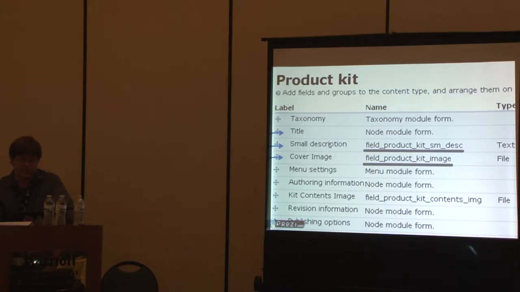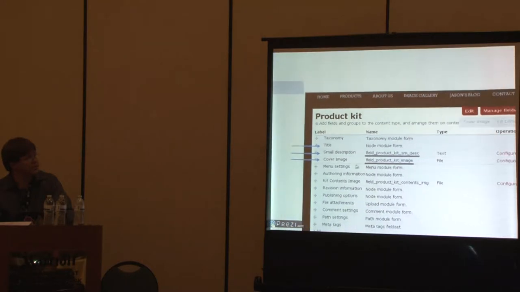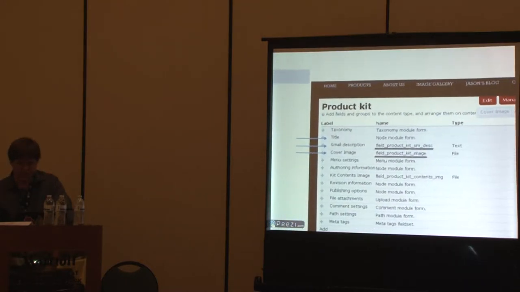The description is small description, but the machine name for the field is field product kit small description. The reason you want to include the name of the content type in the field name will become very apparent later. I'm just calling it out so you'll recall. So we want a title, we want a small description, and we want the cover image that's going to appear on this product.